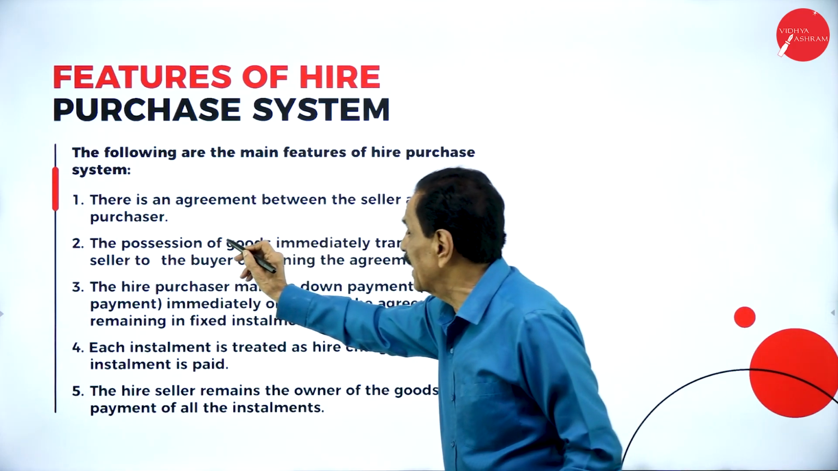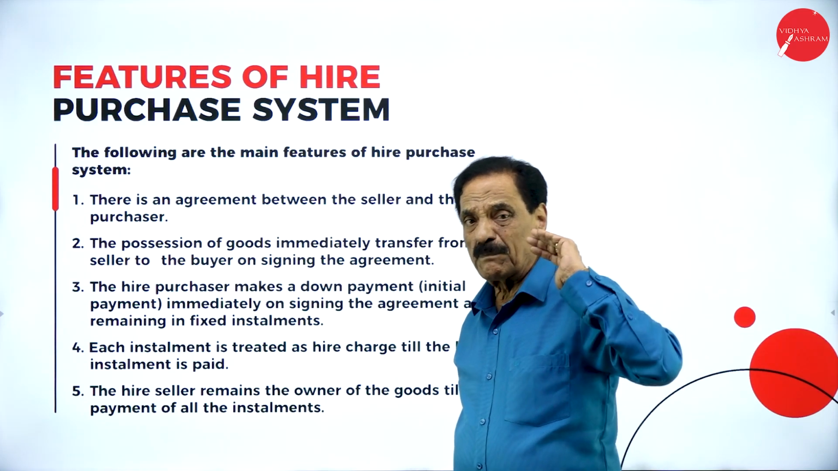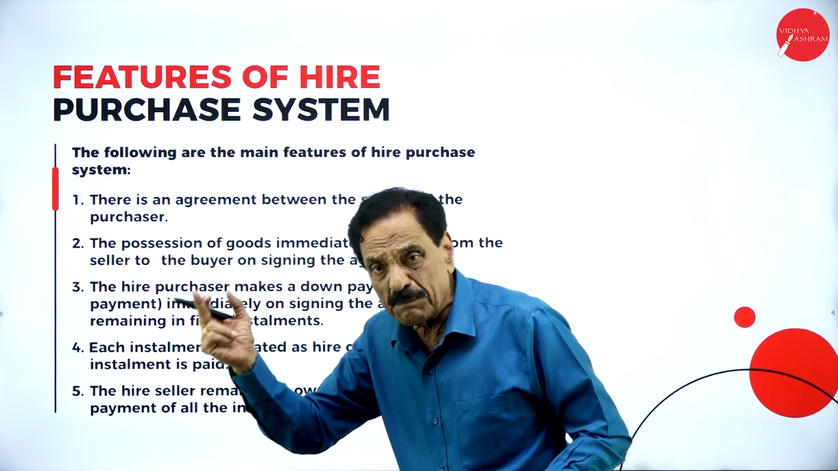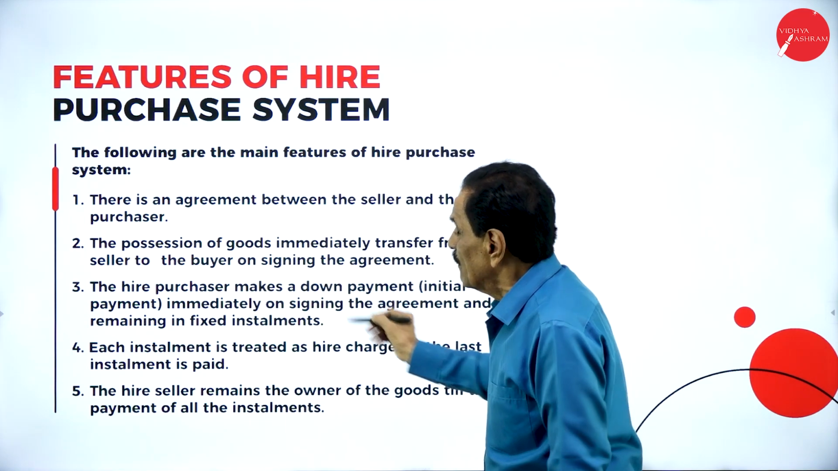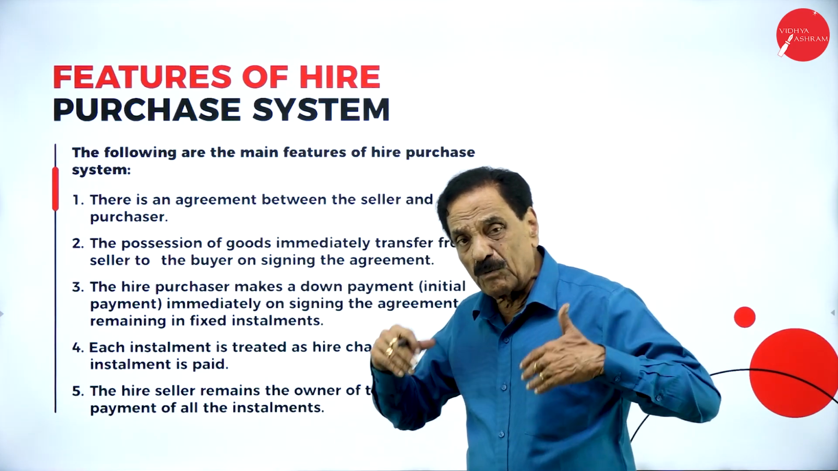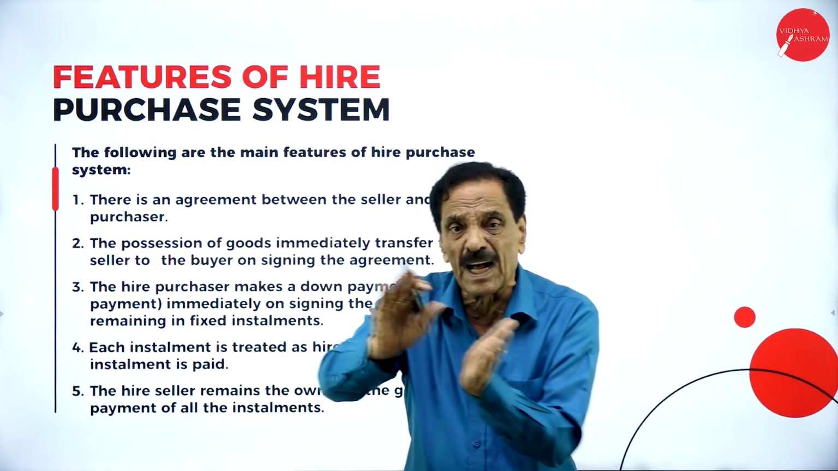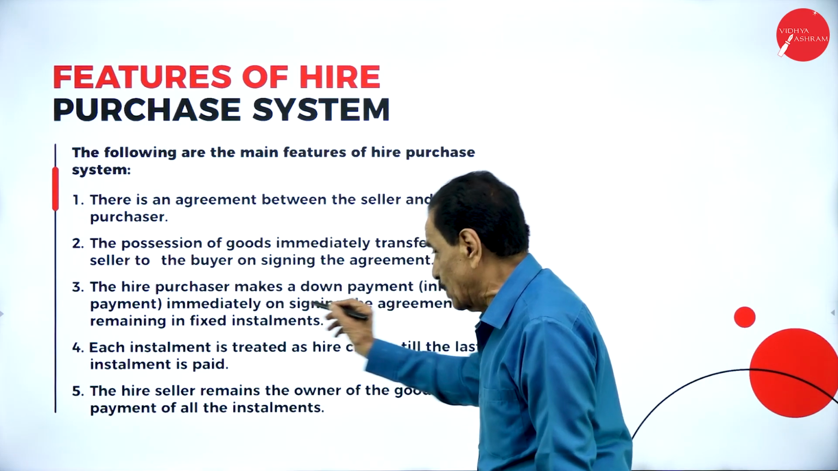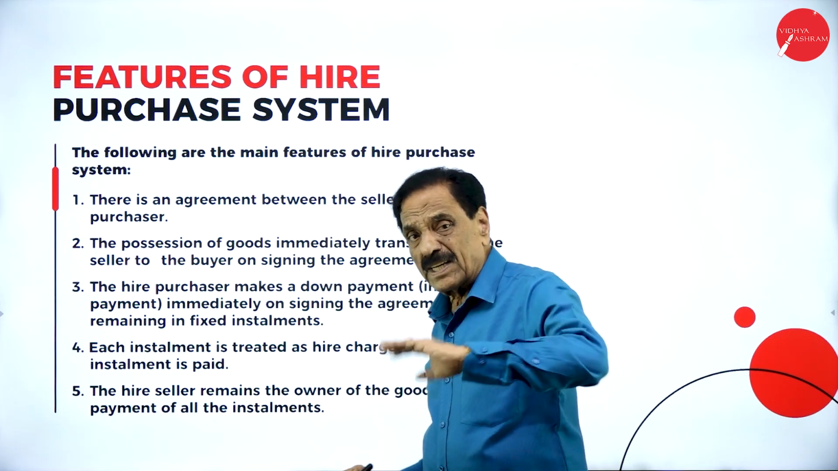There is an agreement between the seller and the purchaser. At the time of the purchase, there is an agreement between the hire seller and hire purchaser. The possession of the goods is immediately transferred from seller to the buyer on signing the contract. When signing the contract, the down payment is made, and immediately the goods transfer from seller to the buyer. The hire purchaser makes a down payment, an initial payment, immediately on signing the agreement and the remainder in fixed installments.